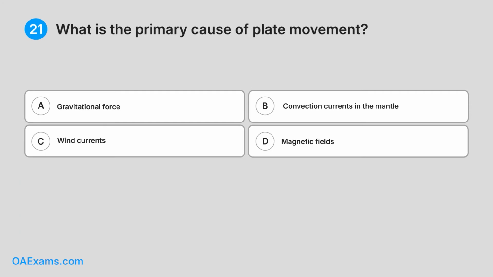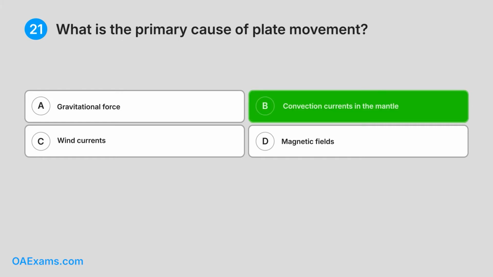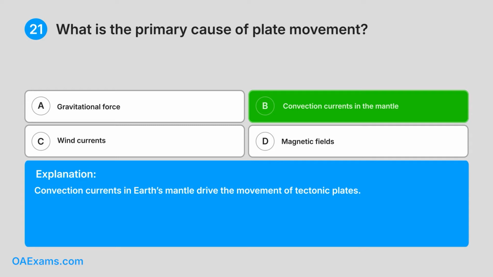21. What is the primary cause of plate movement? A. Gravitational force. B. Convection currents in the mantle. C. Wind currents. D. Magnetic fields. What do you think is the answer? Correct answer. B. Convection currents in the mantle. Explanation. Convection currents in Earth's mantle drive the movement of tectonic plates.